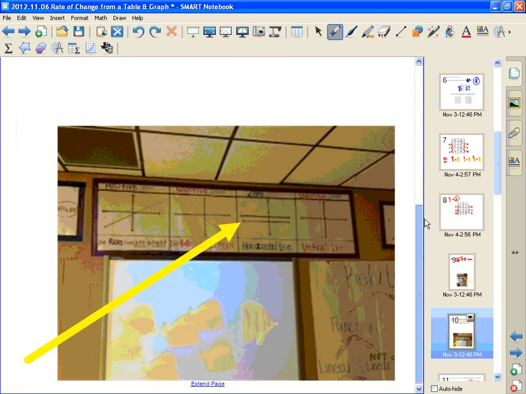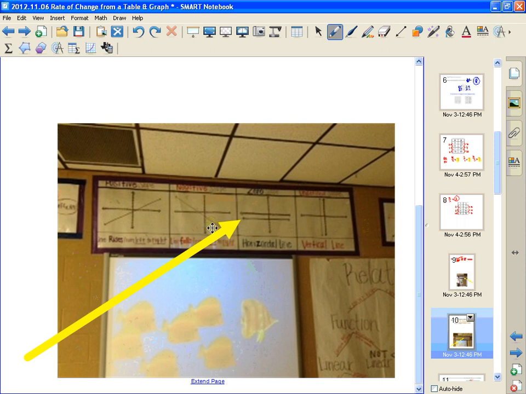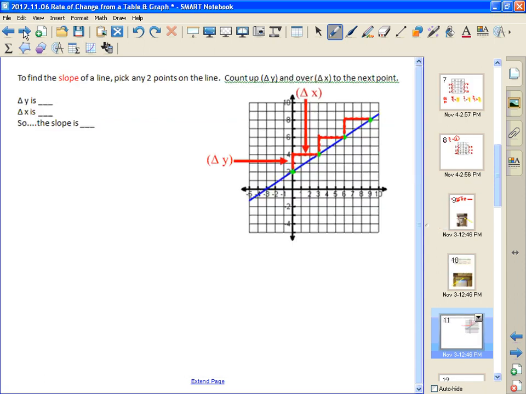Also know, in my classroom, right above the smartboard, because I think it's one of the most important ideas that we cover, is a poster that says the exact same thing. So if you're in class and you can't remember which one's positive, which one's negative, and which one's undefined: positive, negative, horizontal line with zero slope, and vertical line with undefined slope. That exact same poster is right there at the front of the room.